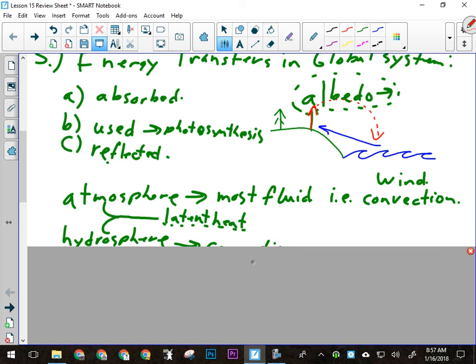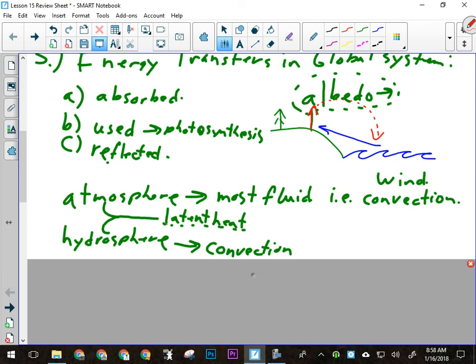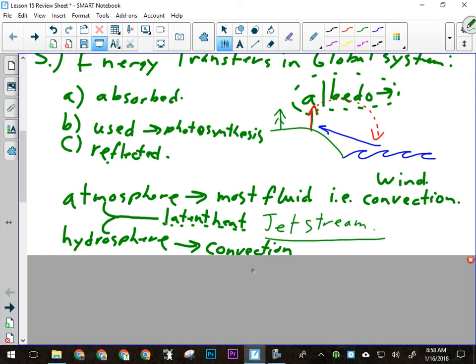All right, so the atmosphere is the most fluid, so it has the largest role to play in energy transfer. Okay, so we got wind, which is convection. We got latent heat, and we have also the jet stream, which for some reason isn't listed there. Those are the major energy transfer mechanisms within the atmosphere.